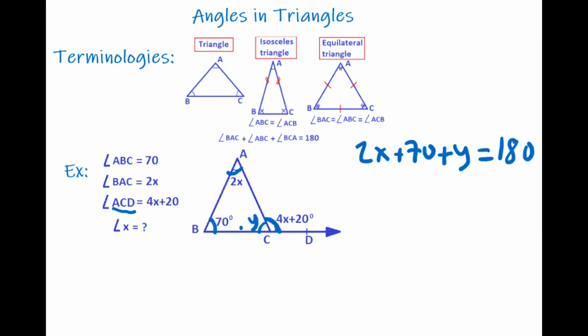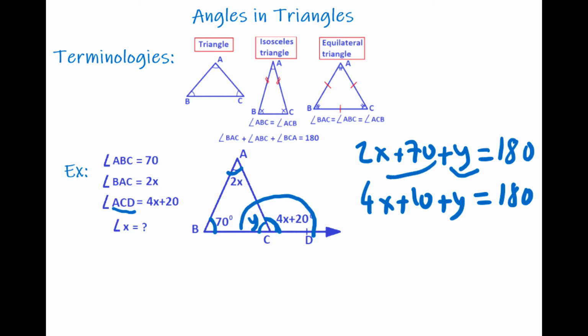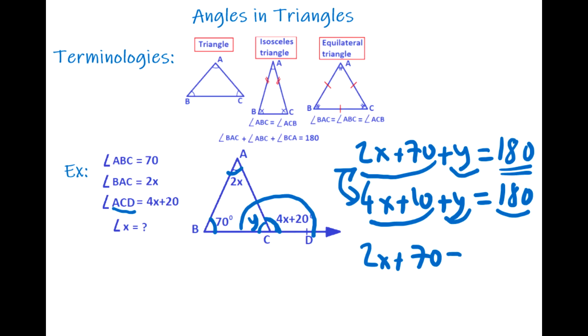And because this angle is a supplementary angle, that means 4x plus 20 plus y is also 180, guys. We are adding y to this, and we are getting 180. And again, we're adding y to this, then we're getting again 180. That means, guys, those terms are equal to each other, okay? So in other words, 2x plus 70 has to be equal to 4x plus 20, guys.